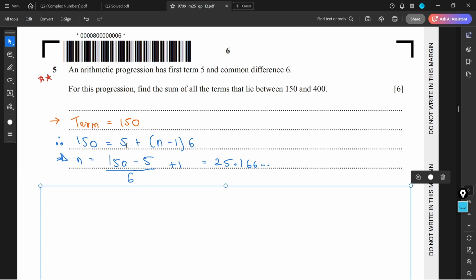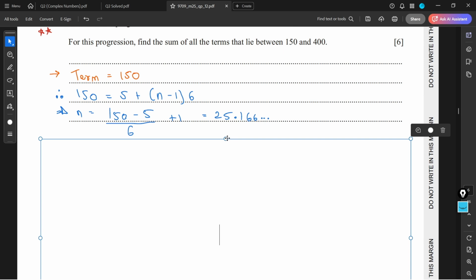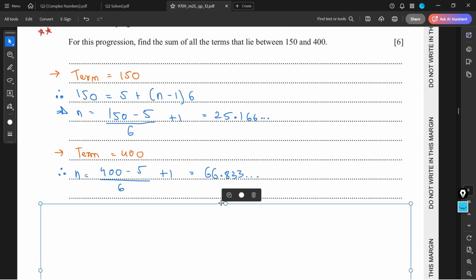The value of n I'm getting is 25.166, which means that in this arithmetic progression, the 26th term will have a value greater than 150. Just like that, I also figured out the term that is less than 400. What is the n value of the term which is less than 400? Implementing exactly the same formula, I got the value of n as 66.833.